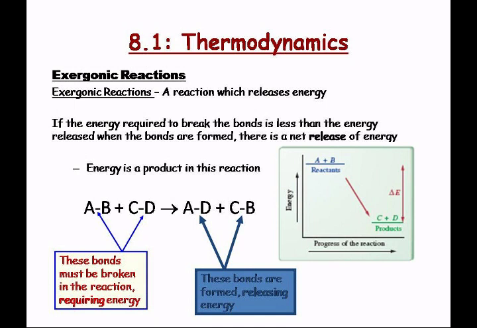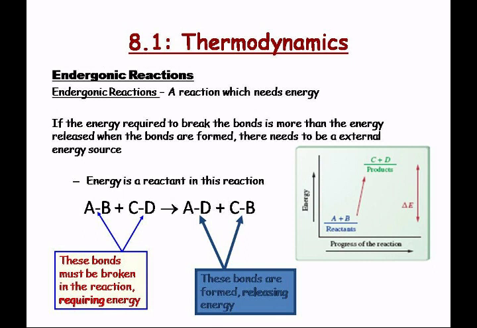So this is a reaction that releases energy. If the energy required to break the bonds is less than the energy released when the bonds are formed, there's a net release of energy. What is this saying? That forming these bonds doesn't take as much energy as forming these bonds. These are very highly energetic bonds, and these aren't as energetic. That's why the reaction goes down in energy. The reactant bonds must be broken in the reaction, requiring energy, and the product bonds are formed, releasing that energy.